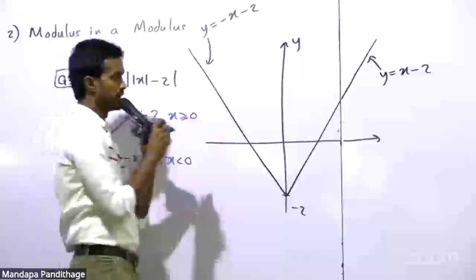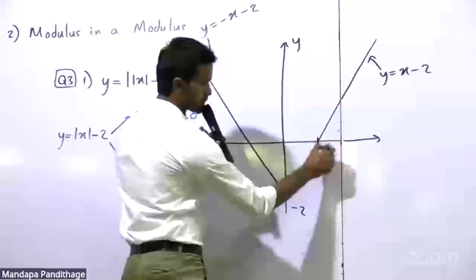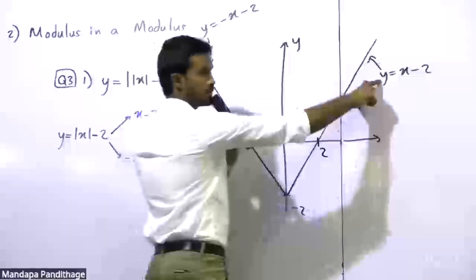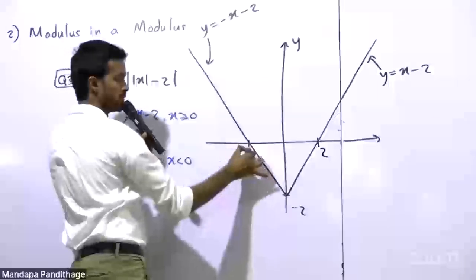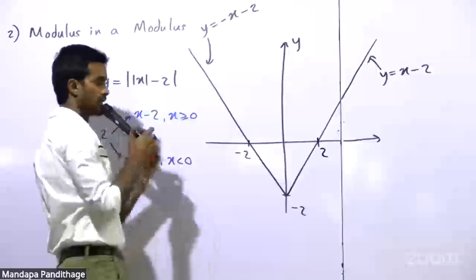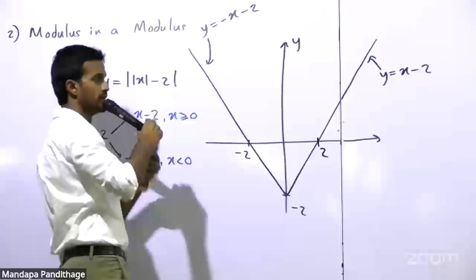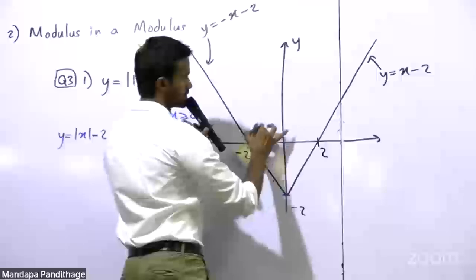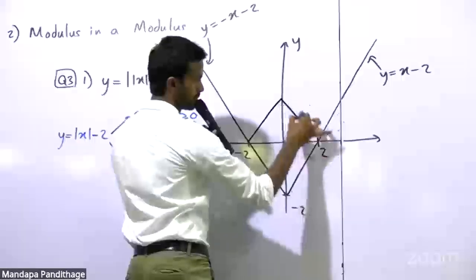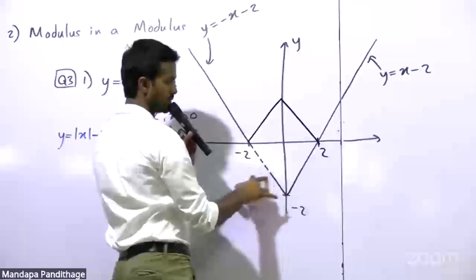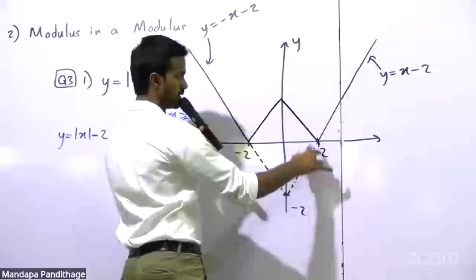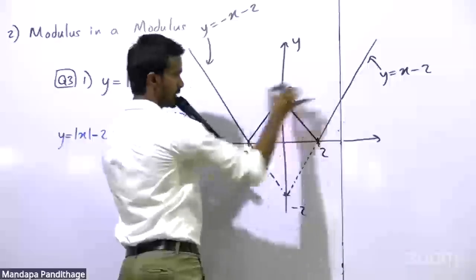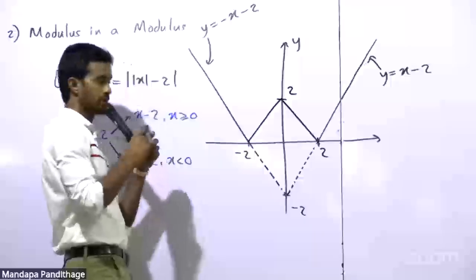So based on that, here you can get this as 2. How did this become 2? When y is equal to 0, this is 2. When y is equal to 0, this is minus 2. So then what happens? This negative part is mirrored to the positive side. Same thing. This becomes 2.